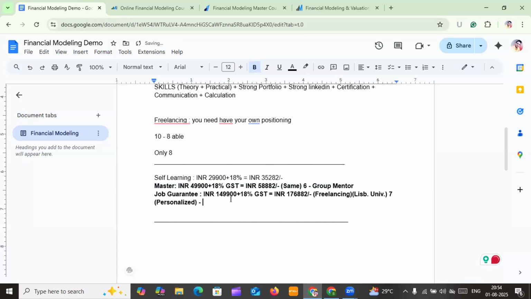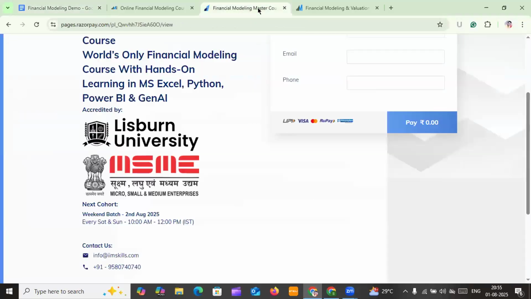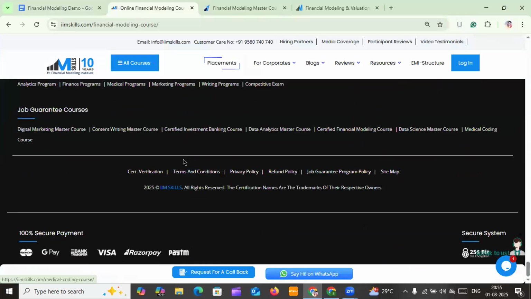And by any chance, if we are unable to provide you with the job part in a given time duration, there is a money back policy. There is a job guarantee policy that we have already uploaded over the website. Here you can see that. If you scroll down at the bottom, you can see there is a job guarantee policy.